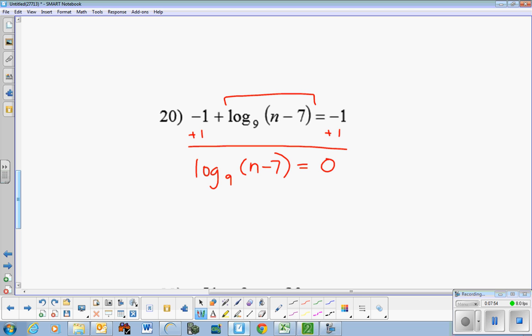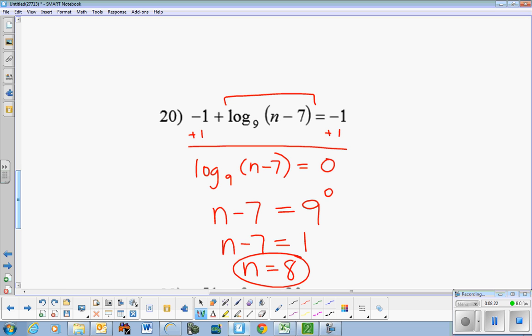My log expression is isolated, so 9 to the left equals 9 to the right. Make sure at this point you are comfortable with 9 to the left equaling that. That's my next step. All right, 9 to the left cancels out the log base 9. 9 to the right is just 9 to the 0, which is 1. Add 7, and there we go.